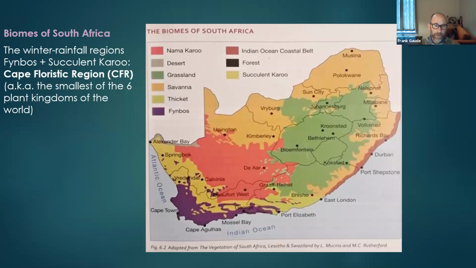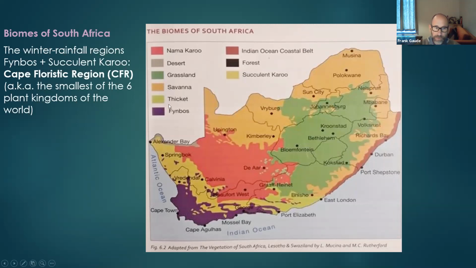To the northwest of the thicket biome, we have the Nama Karoo. The Nama Karoo is a semi-desert area that receives mainly summer rainfall, contrary to its neighbor, the succulent Karoo. The succulent Karoo is a winter rainfall semi-desert and is a lot richer in biodiversity than the Nama Karoo.